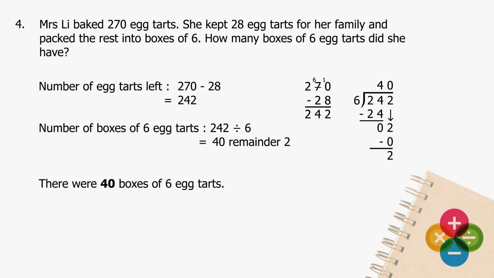The number of egg tarts left will be, subtract 28 from 270, and the difference is 242. The number of boxes of 6 egg tarts will be, divide 242 by 6, and the quotient is 40. Remainder 2. There were 40 boxes of 6 egg tarts.